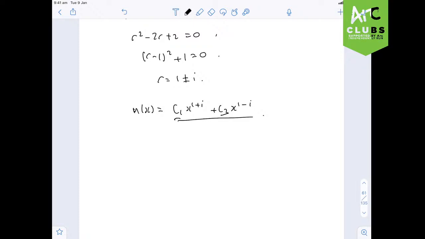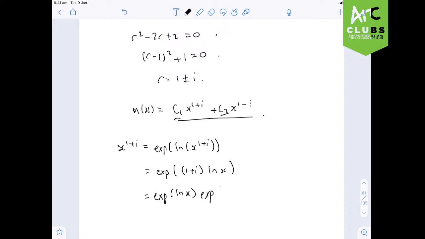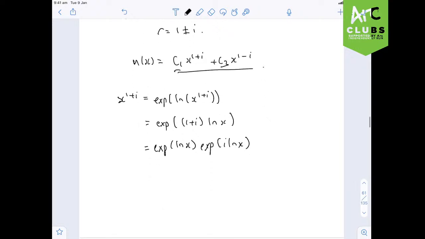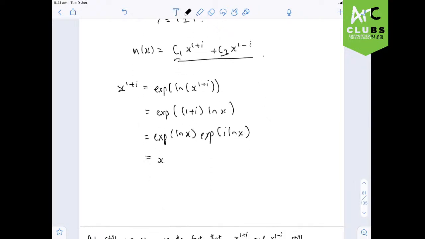We first realize that for x to the 1 plus i, we can write any number as the exponential of the ln of itself. So exp of ln of x to the 1 plus i. And that, just using log laws, we get exponential of 1 plus i times ln x. And that's exponential of ln x times exponential of i ln x. And that's just x times cos ln x plus i sine ln x.